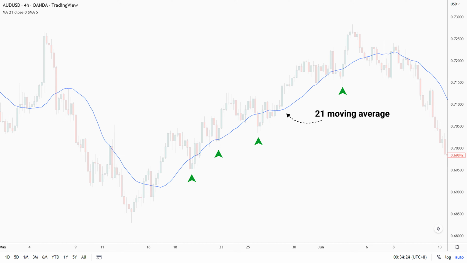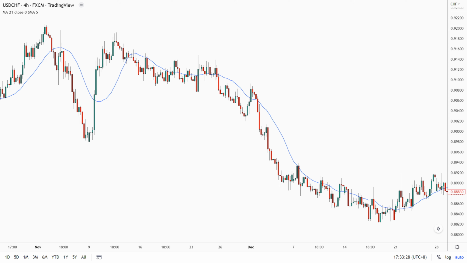the uptrending price. In using moving average as a trading strategy, the most common is via trade confluence. Let me show you an example of what we are referring to.